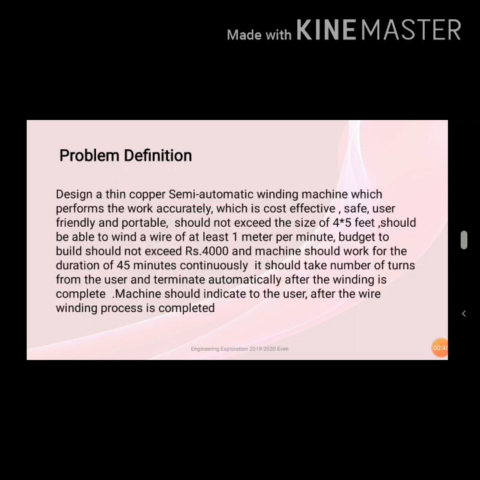So when we focus on the problem definition, it states that to design a thin copper semi-automatic winding machine which performs the work accurately, which is cost effective, safe, user friendly and portable. It should not exceed the size of 4 into 5 feet, should be able to wind a wire of at least 1 meter per minute, budget to build should not exceed ₹4,000 and machine should work for a duration of 45 minutes continuously. It should take a number of turns from the user and terminate automatically after the winding is complete. Machine should indicate to the user after the winding process is completed.